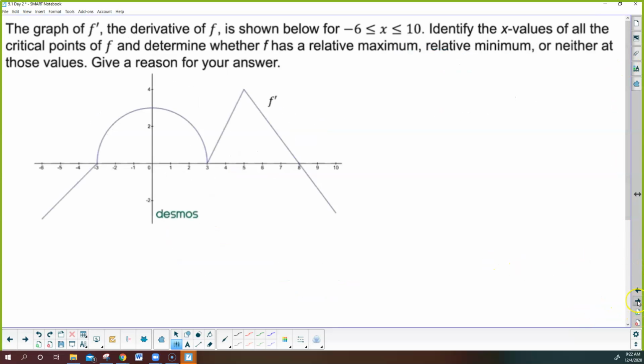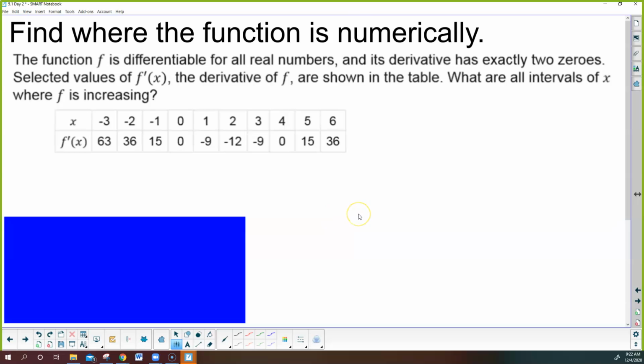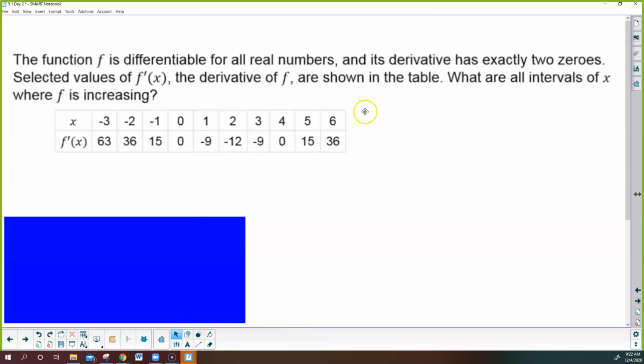Okay, we're going to skip this one, and this is our last one. Okay, so what does this look like on a table? Well, find where the function is increasing. Now notice, what do they give us? This is the graph of the derivative, or it's the table of the derivative.